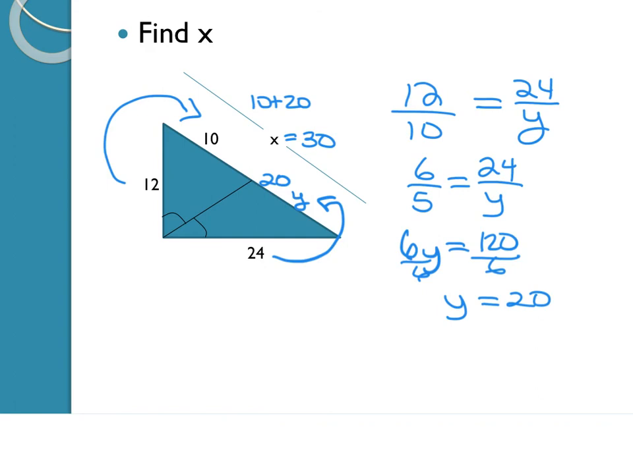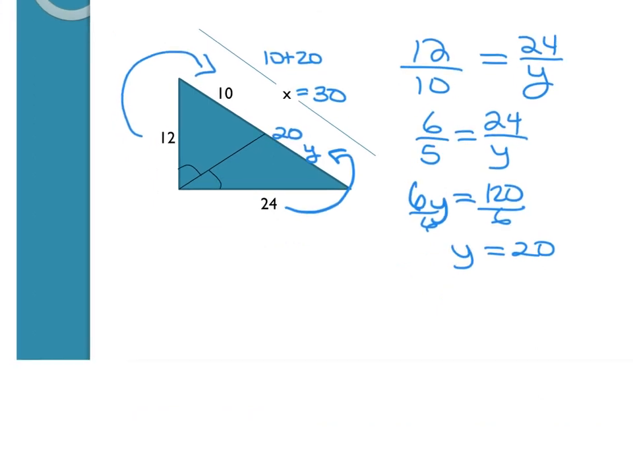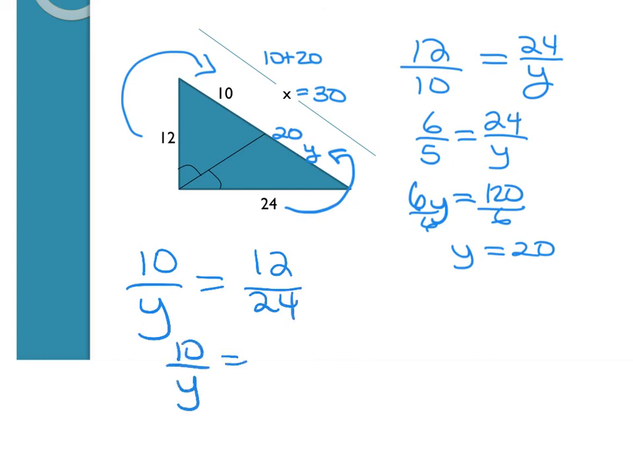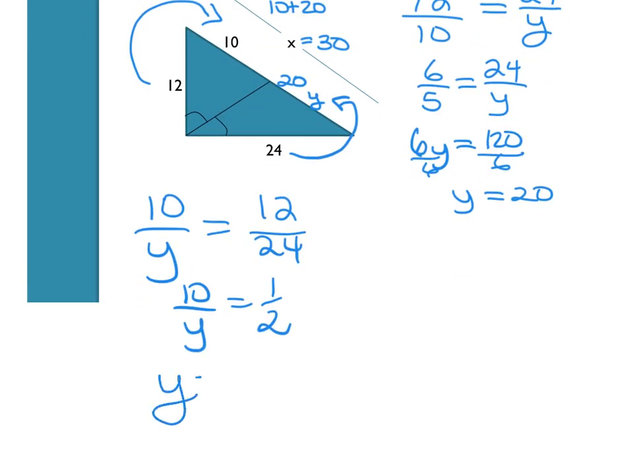Another way you could set up your proportion is you could do the two pieces. You could do 10 over y, and then the two sides. Simplify the 12 over 24 into 1/2 and get the same answer. Y equals 10 times 2, which is 20.